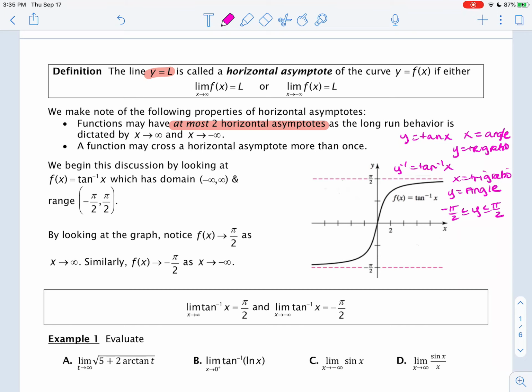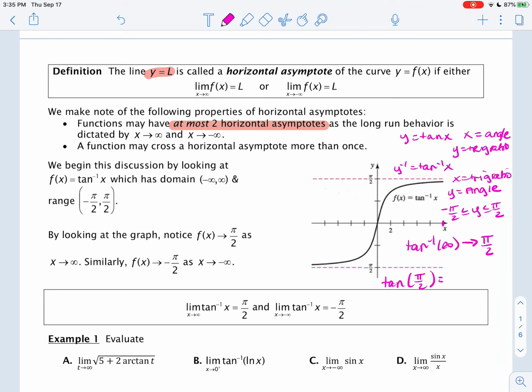Good. And you'll see right here, this is the graph of your inverse tangent. And from the graph, you can see that inverse tangent of infinity is going to approach pi over 2, right?